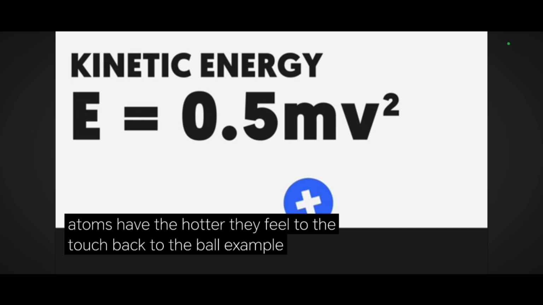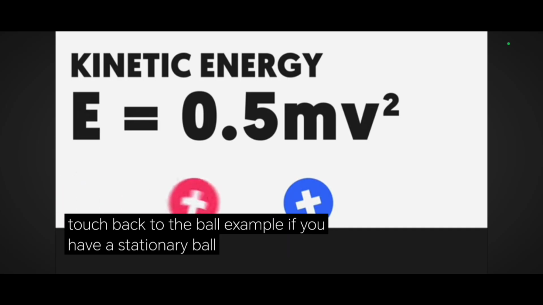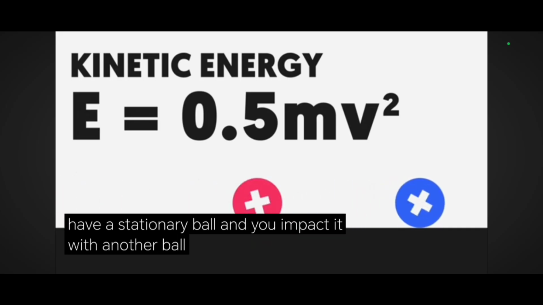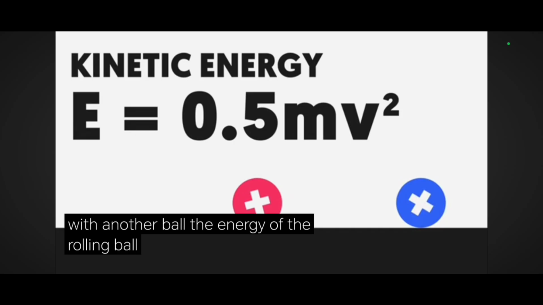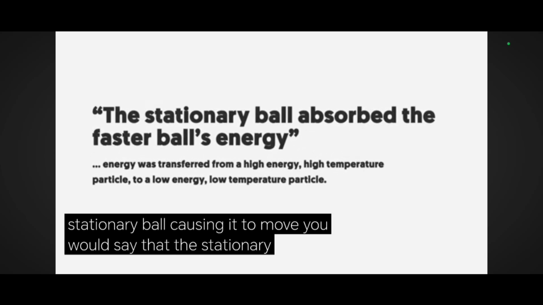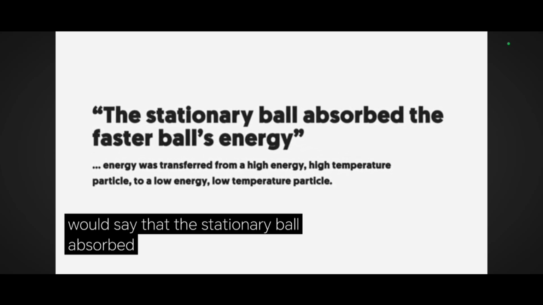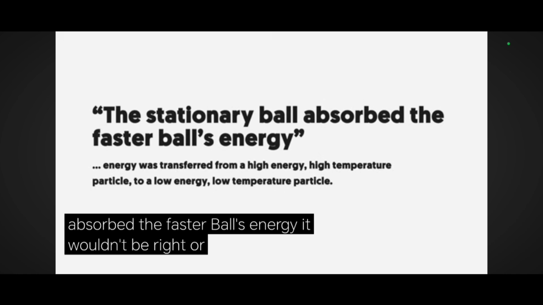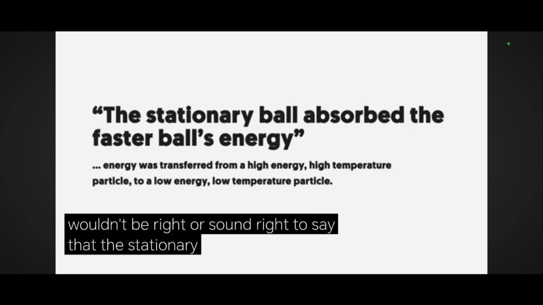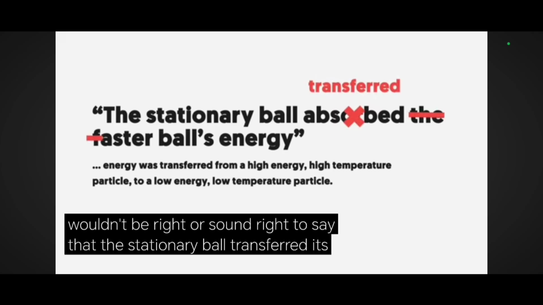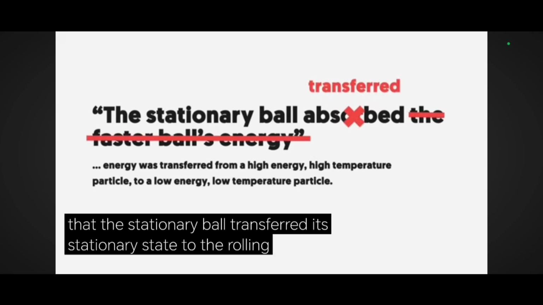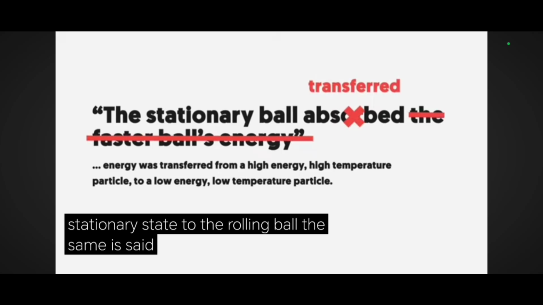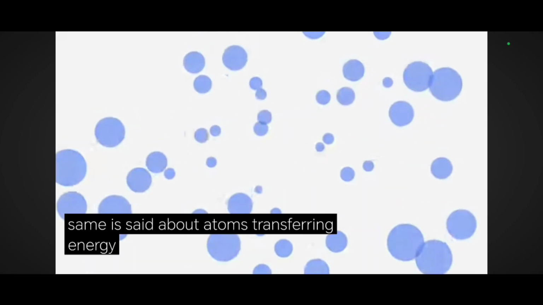Back to the ball example. If you have a stationary ball and you impact it with another ball, the energy of the rolling ball is transferred into the stationary ball, causing it to move. You would say that the stationary ball absorbed the faster ball's energy. It wouldn't sound right to say that the stationary ball transferred its stationary state to the rolling ball. The same is said about atoms transferring energy.